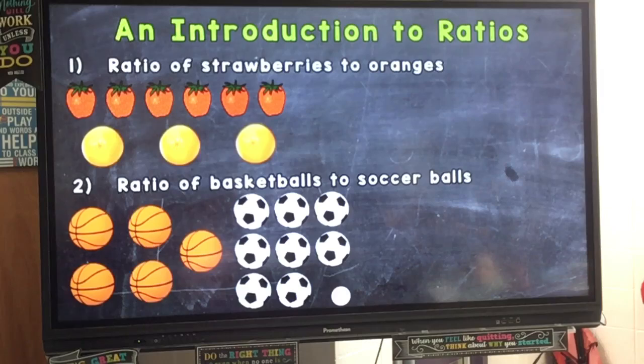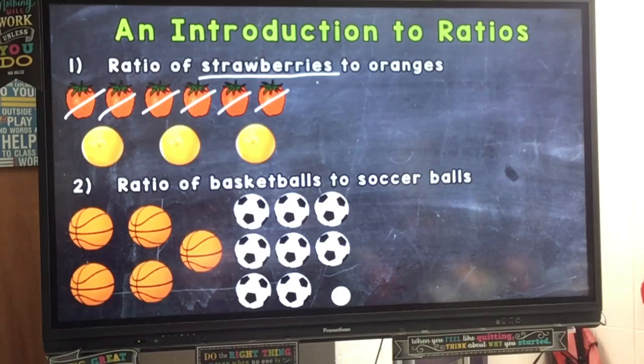So let's first start by counting the number of strawberries. 1, 2, 3, 4, 5, 6. So we have 6 strawberries. How many oranges? Well, 1, 2, 3. 6 to 3. So this shows for every 6 strawberries, there are 3 oranges. And again, strawberries has to come first, the 6, because it comes first in our ratio problem.